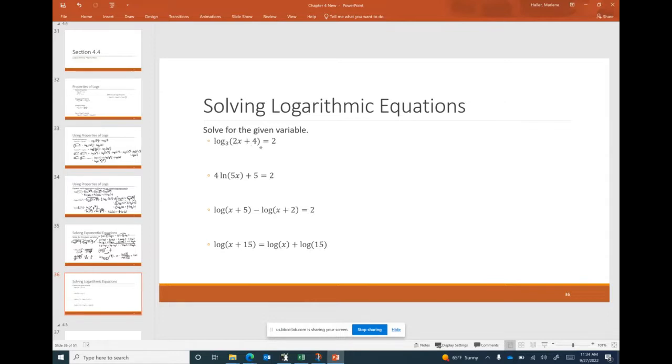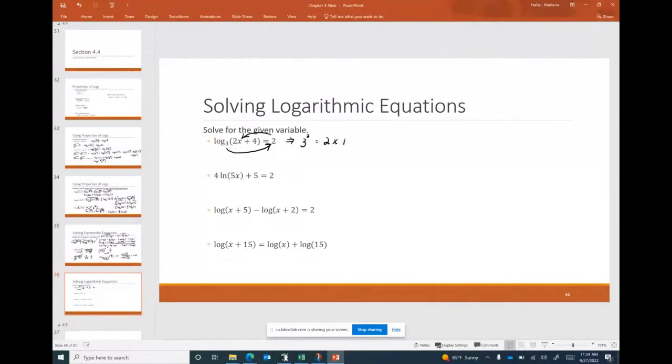Log base 3 of 2x plus 4 equals 2. Okay, I've got a sum happening that's in the argument of the logarithm, so there's nothing I can do with that. Look down here, I've got a sum of some other things. Here's a sum of logarithms. I could have combined those. Can't do that here. So to solve this, I've got one logarithmic expression. I think the easiest thing here is going to be to convert this logarithmic equation over to exponential form. So when I do that, then I have 3 squared.